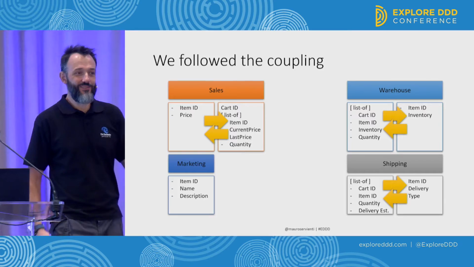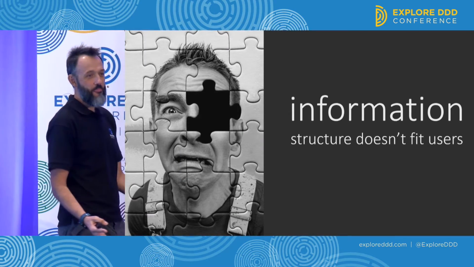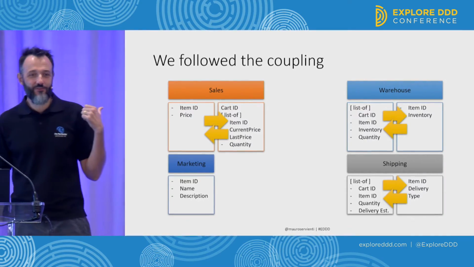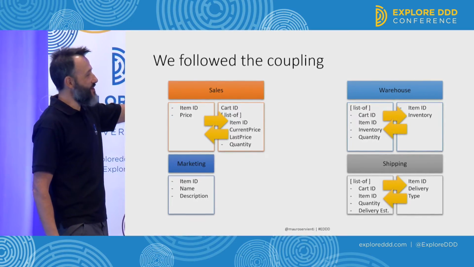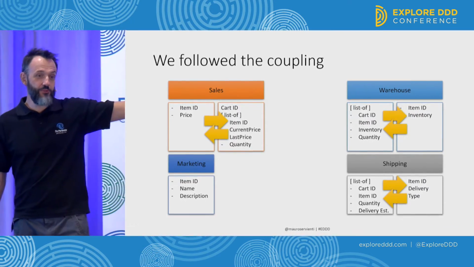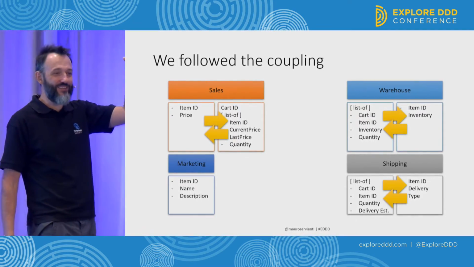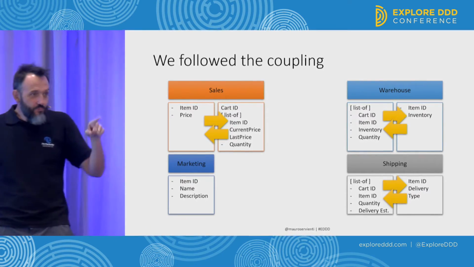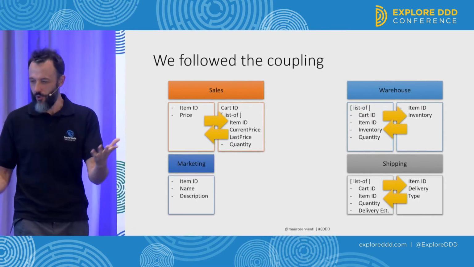What's the problem now? Is that the information structure doesn't really fit users. So can we display a shopping cart now? Not really. If we leave things as is, the only thing we can do is basically build 3 pages, well, 4, because we need name and description, and tell the user, well, please try to remember the shopping cart identifier that probably is a GUID, and go from page to page and try to understand what's in your cart. That doesn't really work.